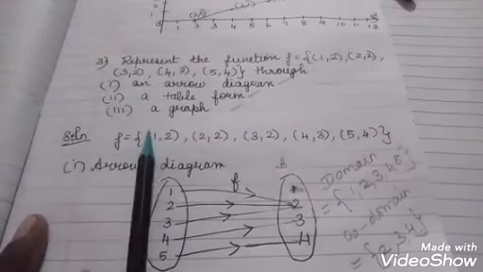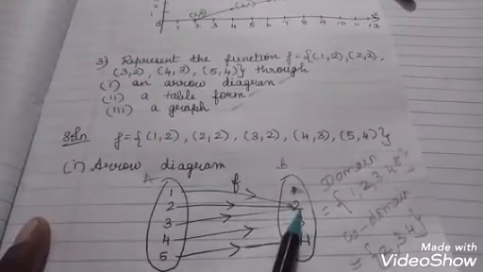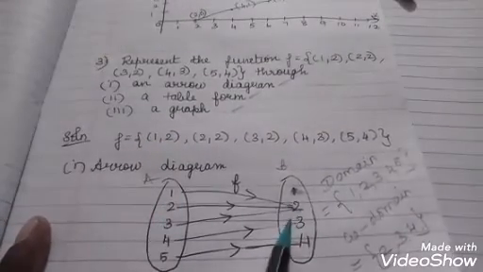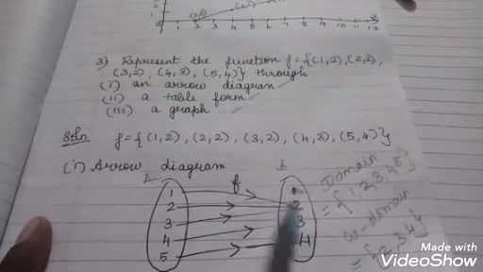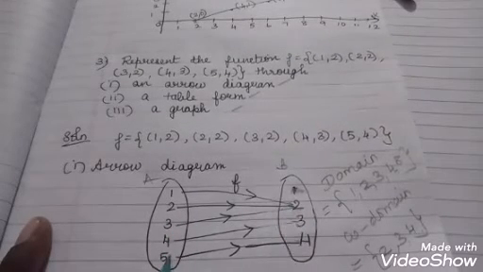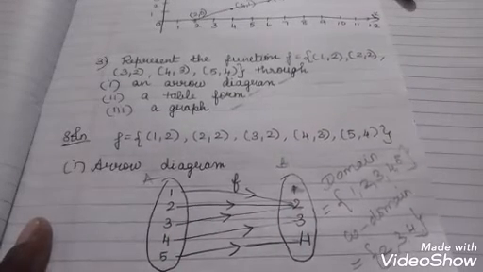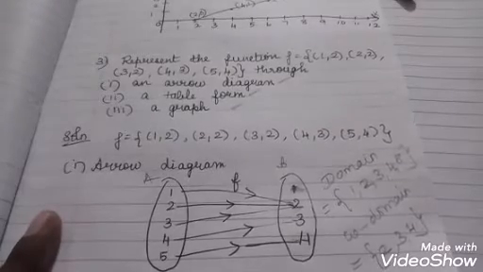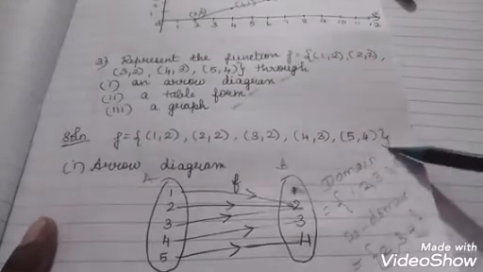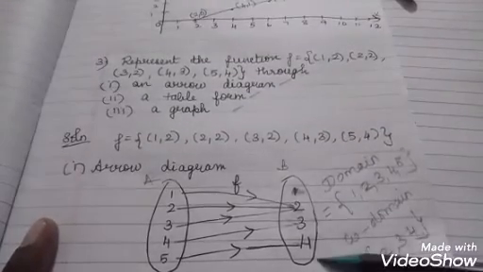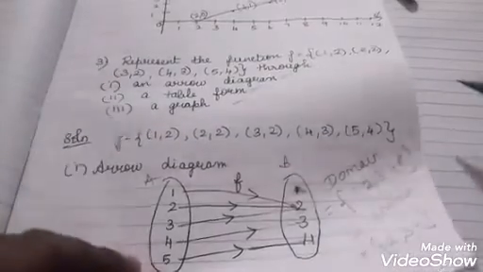Now we'll see the mapping. 1 is mapped on to 2, 2 is mapped on to 2, 3 is mapped on to 2, 4 is mapped on to 3 and 5 is mapped on to 4. You understood? So this is the arrow diagram. First be clear about the domain and the codomain, and then draw the arrow diagram accordingly.